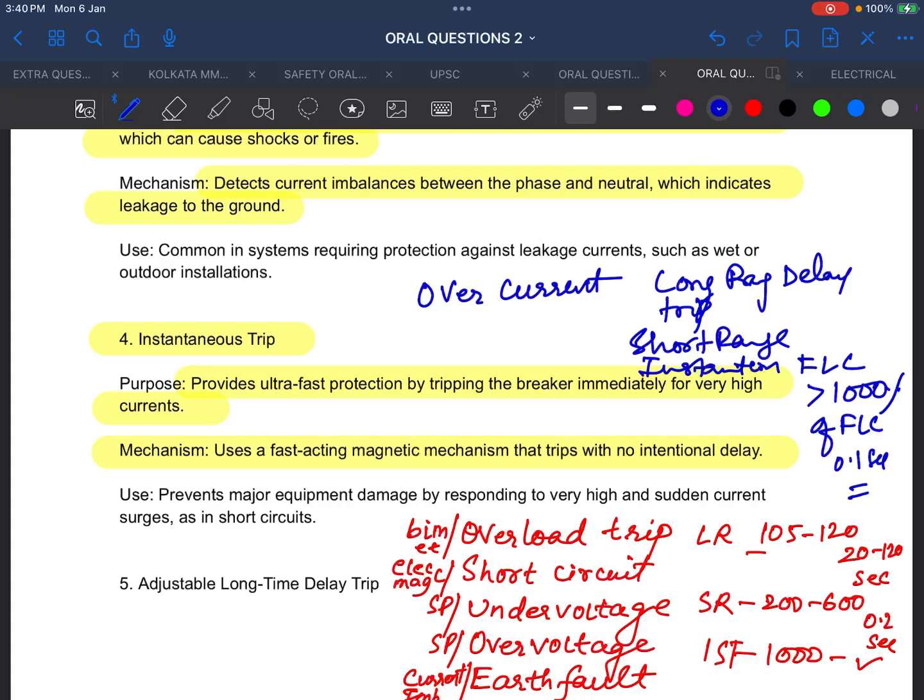No delay is there. And for the short range trip, when the current is 200 to 600% of full load current, it will trip the circuit within 0.2 second to 2 seconds. And for the long range trip, when your current is greater than 125% of full load current, it will trip in 2 to 20 seconds. So these are basically the trips.